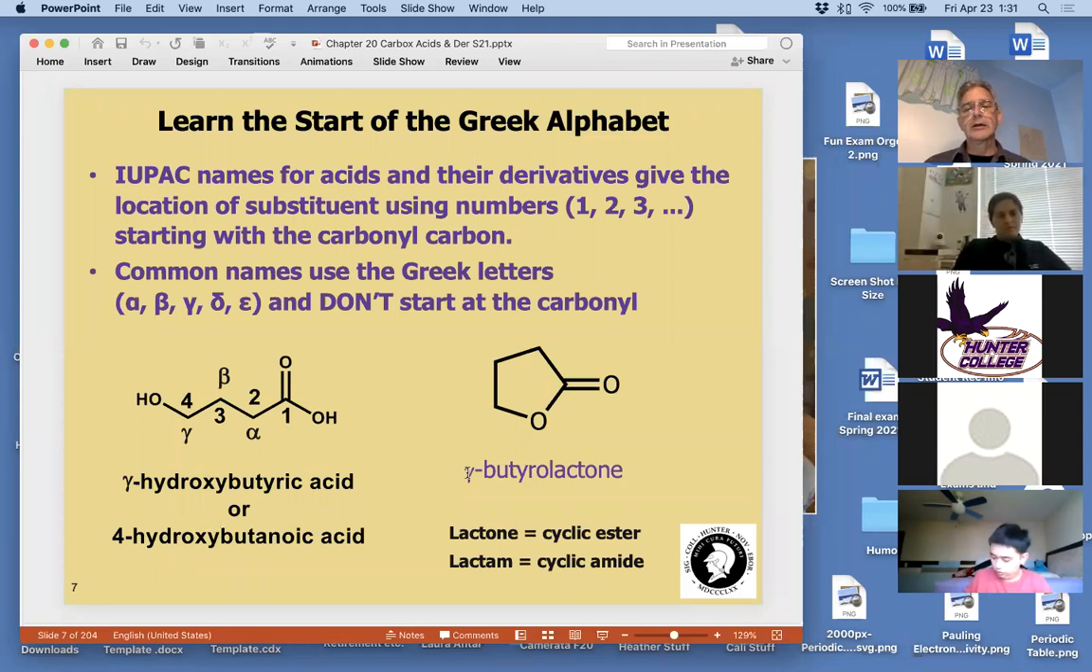Okay, and gamma is used in other settings, like this is gamma butyrolactone. It's the lactone of gamma hydroxybutyric acid, but that's the name most commonly used for this compound. And a lactone, I think I mentioned this before, is a cyclic ester, and a lactam is a cyclic amide. You may know what beta-lactams are, penicillin and the like. So that's where the lactam comes from.